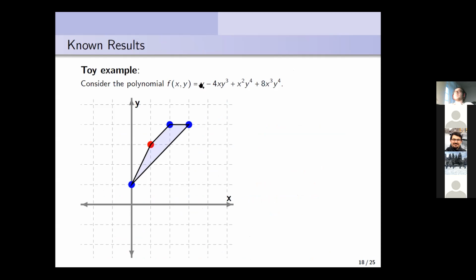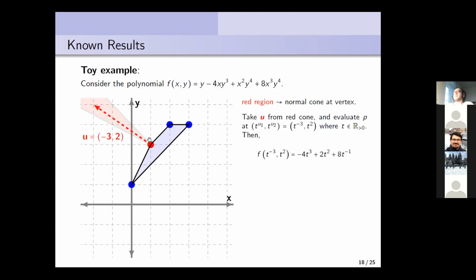So this is exactly the same, a similar scenario. You have a polynomial, and in one of the vertices you have a negative coefficient. If you have such a scenario, what you have to do is look at the normal cone at this vertex and choose a direction in here. Let's say (-3, 2). And you consider the parameterized point, t to the -3, t to the 2, and plug this point into your polynomial.